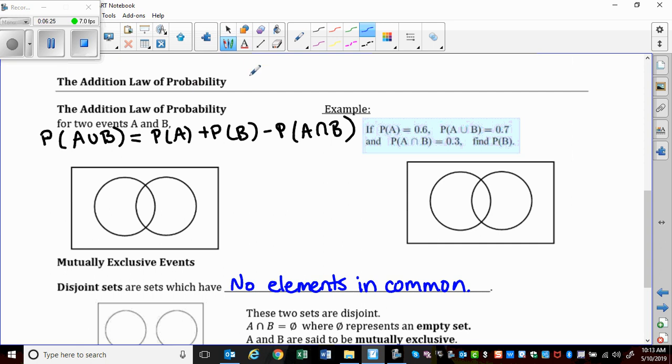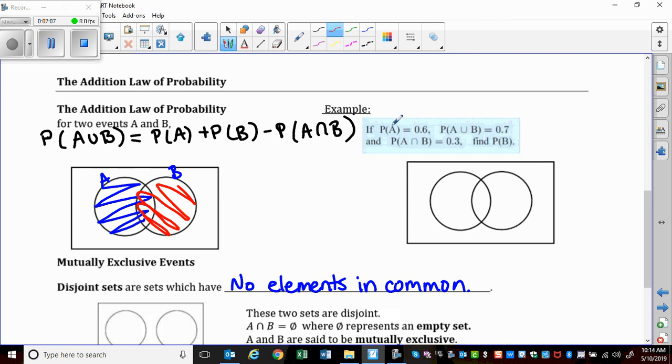The addition law of probability. This is very important. If we have 2 events, the probability of A union B is the probability of A. So this is going to be my A, and this is going to be my B. The probability of A is this, plus the probability of B is this. But you guys see, we actually counted the intersection twice. We counted the intersection when we did A, and then we did it again when we did B. So that means that we're going to have to subtract the intersection of A and B. We have to subtract this once.